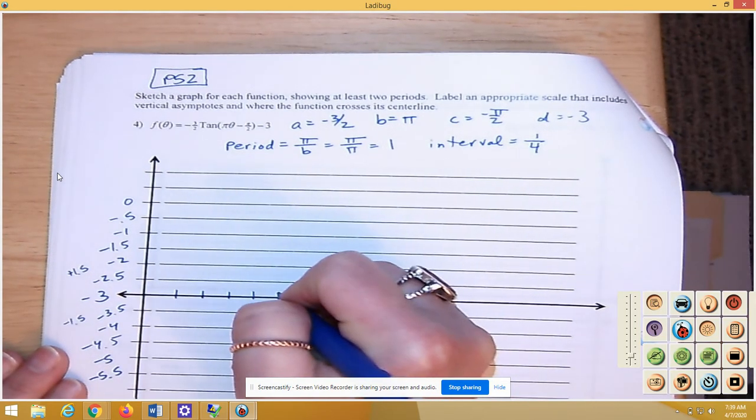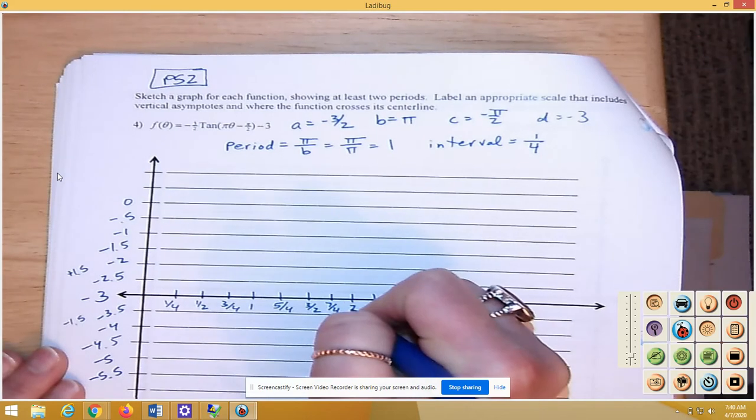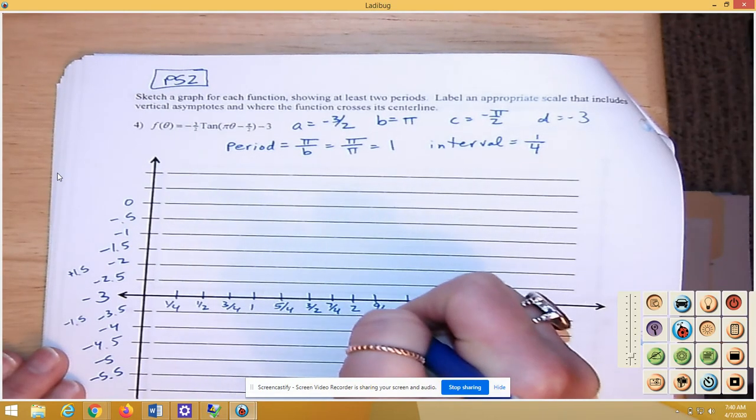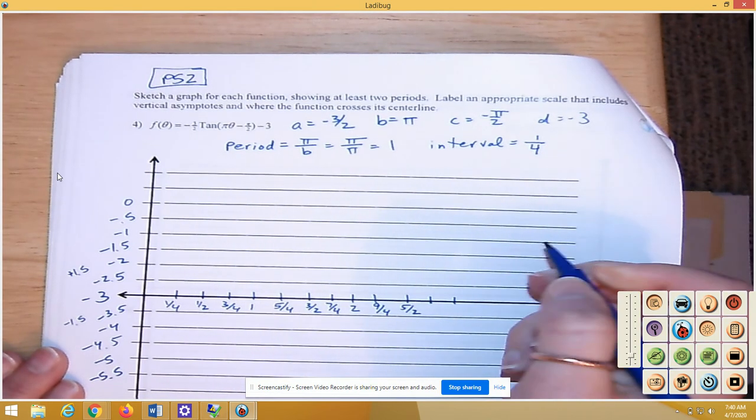Maybe I really didn't, I don't know. So this is 1/4, 1/2, 3/4, 1, 5/4. Now 6/4 is going to be 3/2. 7/4, 8/4 is 2, and then 9/4, 10/4 is 5/2. This is feeling familiar. 11/4, and then 12/4 is just 3, and I'm going to stop there.